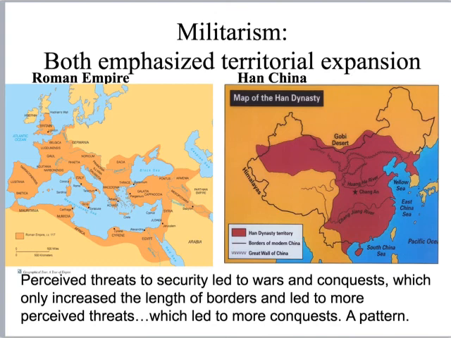Both empires were heavily militarized and emphasized territorial expansion. Perceived threats to security led to wars and conquests of neighbors, which only increased the length of the borders and led to more perceived threats beyond those borders, which led to more conquests. So this led to the great expansion of the territories of each empire.